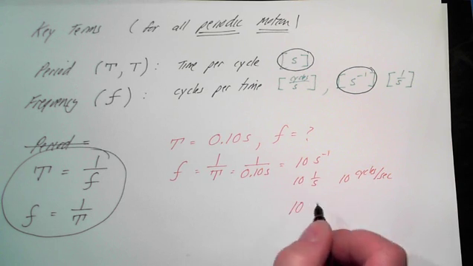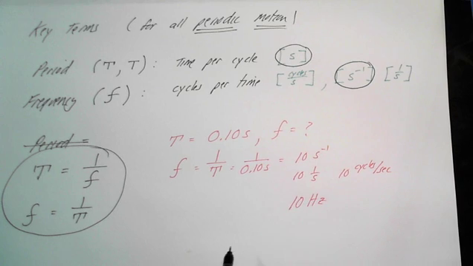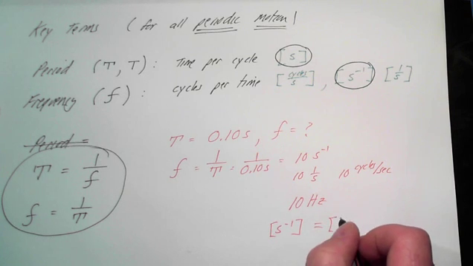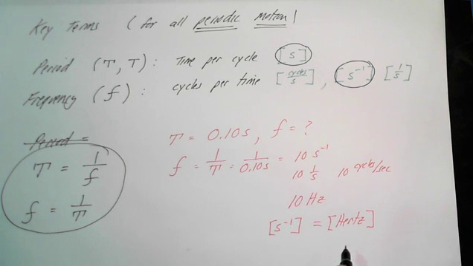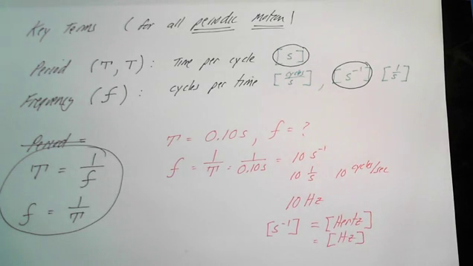You're going to see it written as 10 hertz, because the unit of per second has been named the hertz in honor of Heinrich Hertz, who was the first person to artificially create radio waves, which is pretty cool. And it's abbreviated as capital H, lowercase z.